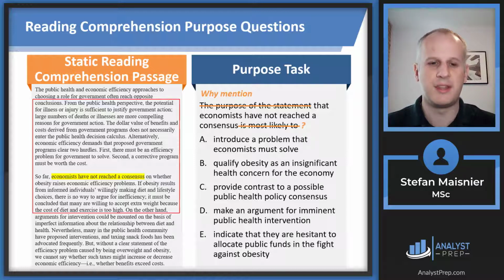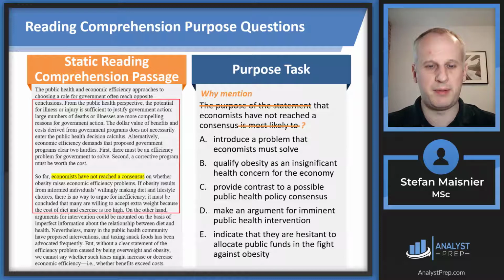It must be concluded that many are willing to accept extra weight because the cost of diet and exercise is too high. So we've got to think about why the author specifically called out that economists have not reached a consensus. Well, we know that throughout the passage there has been this discussion of the public health perspective versus the economic perspective.